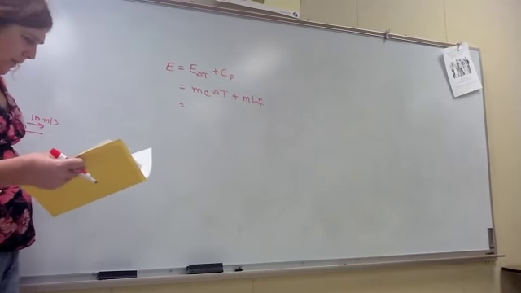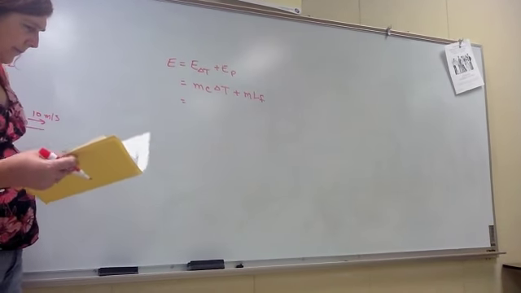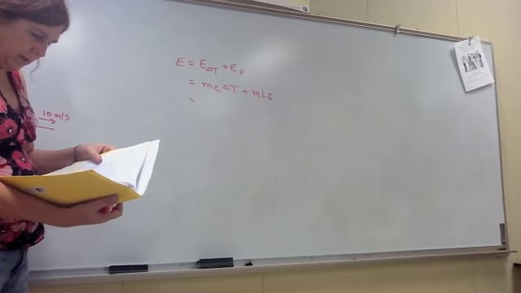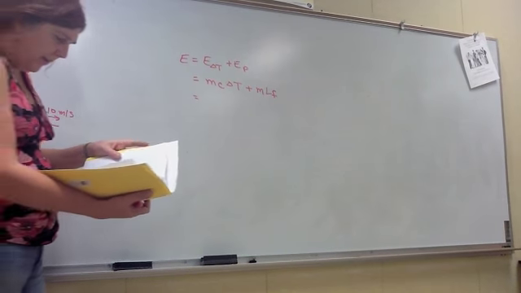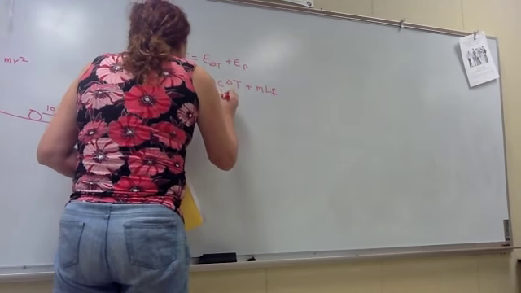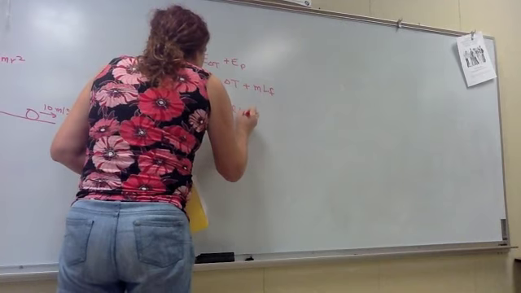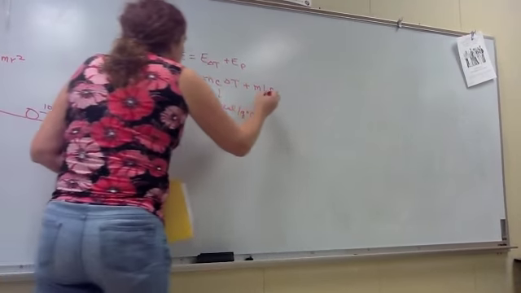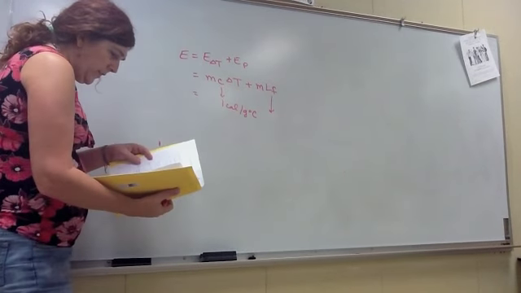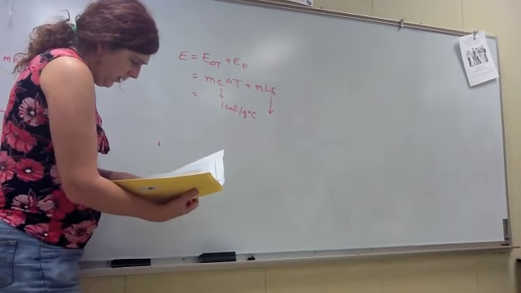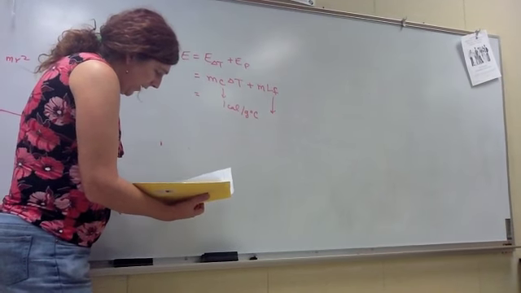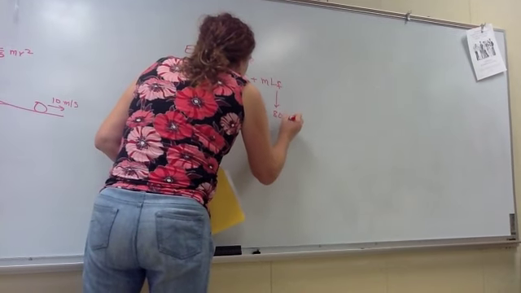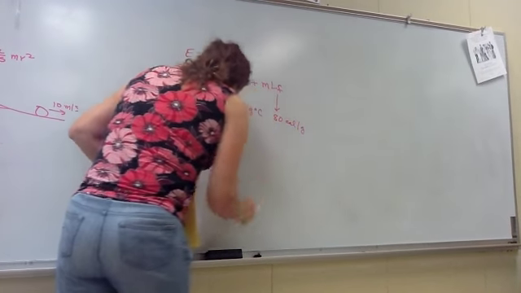Okay, so if we look at the specific heat for water, this is just 1 calorie per gram times degrees Celsius, and the latent heat of fusion for water is about 80 calories per gram. Okay, so we have 80 calories per gram.